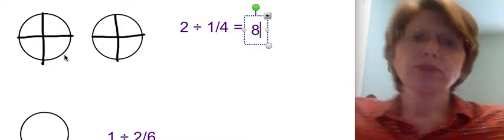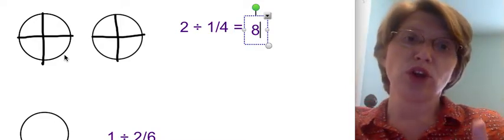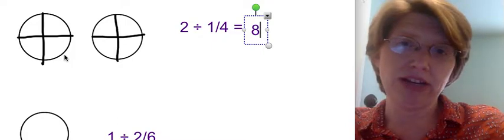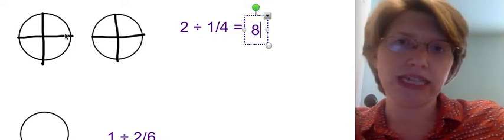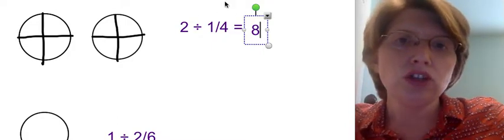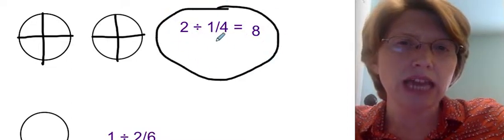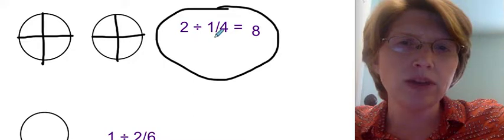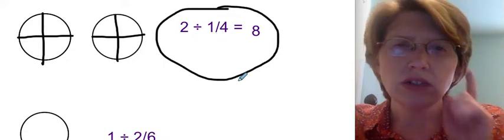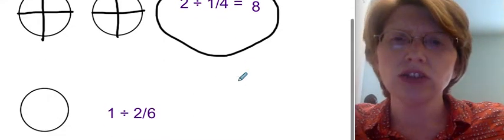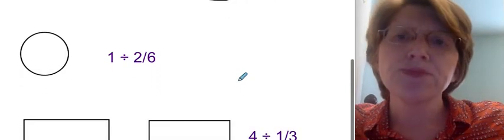Okay? Now, I'm going to ask you for a quick math way to figure this out in a minute. I want you to see what happened here with 2 divided by 1/4. We wound up with an answer of 8. How could I have gotten 8 without drawing a picture? I want you to think about that for a minute. Let's go to the next one, okay?